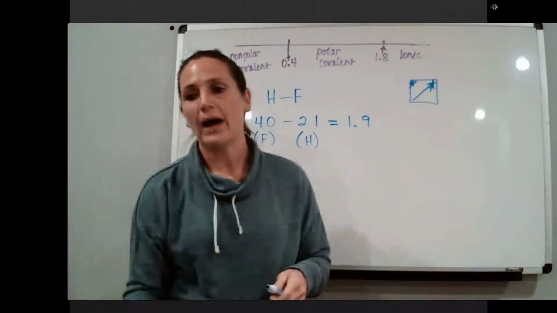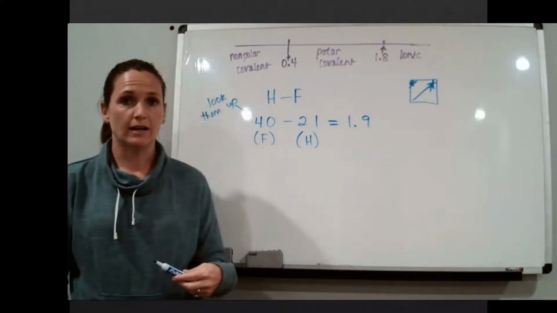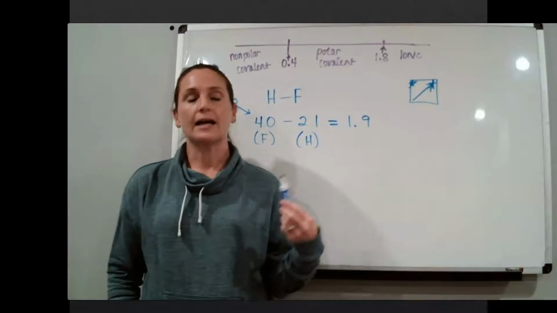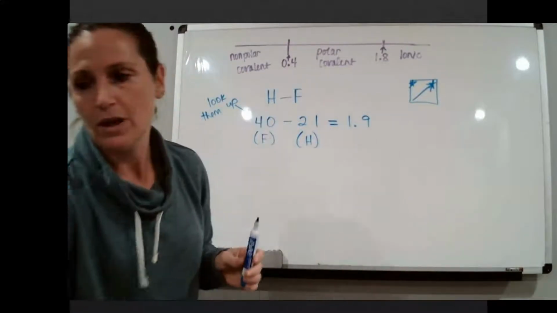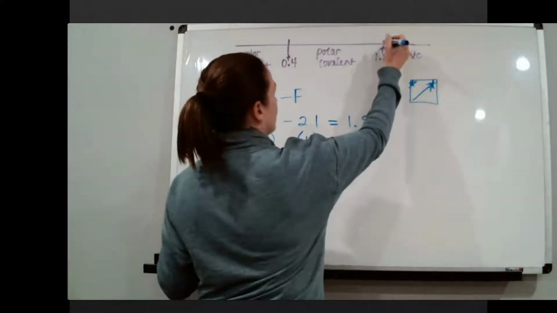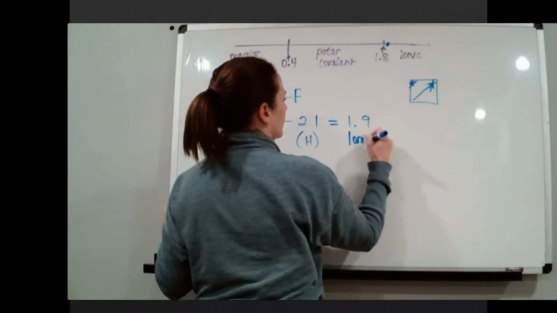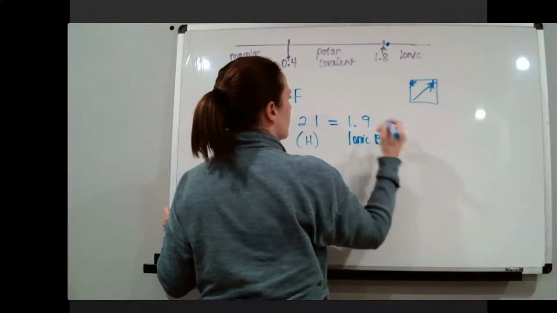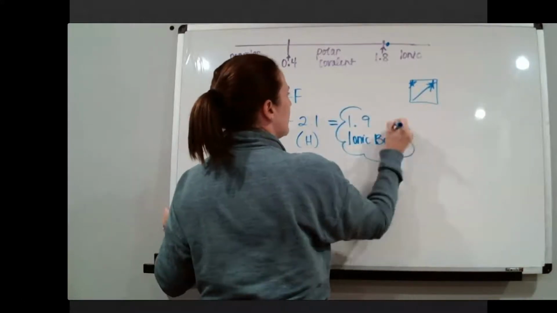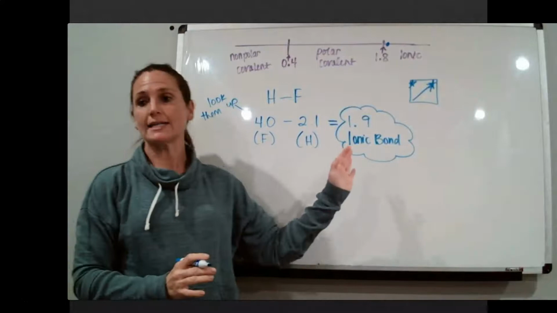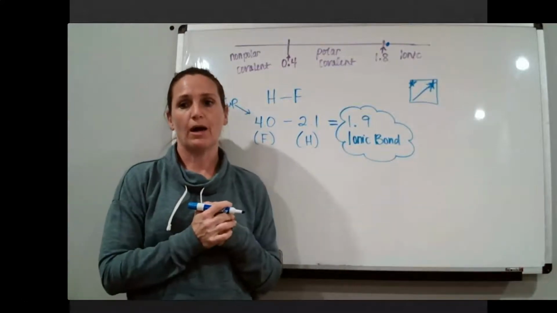So if we go back, first of all, we get our values here. And then if we go back and we look at our table, 1.9 is here, so this is an ionic bond. So we have determined the type of bonds by first subtracting and then determining the bond characteristic.